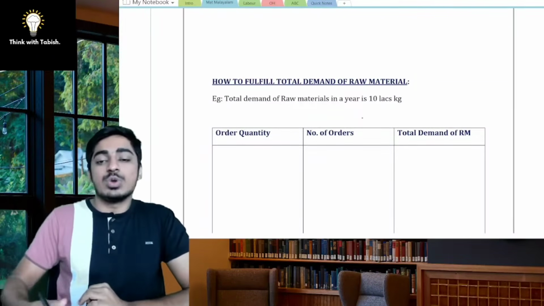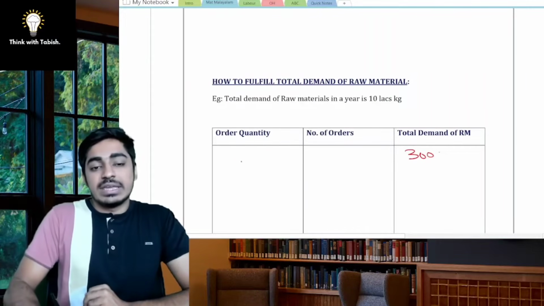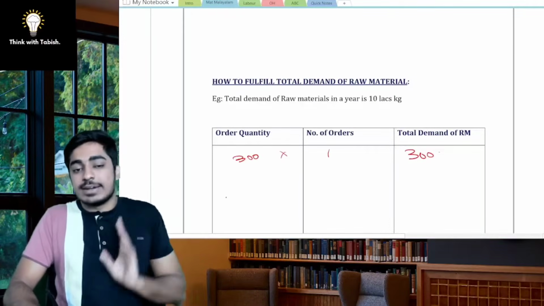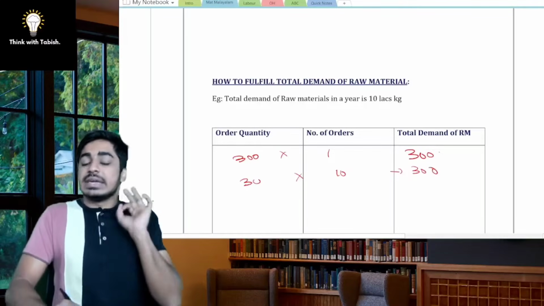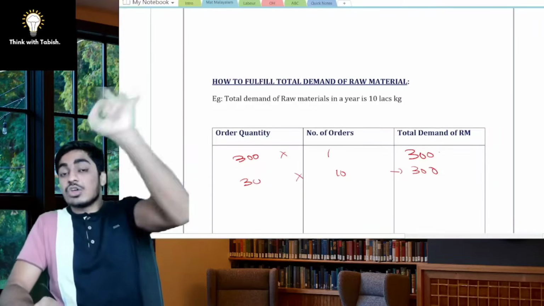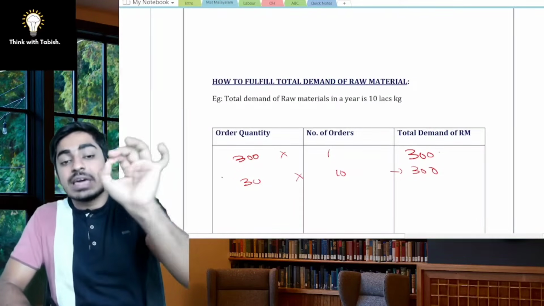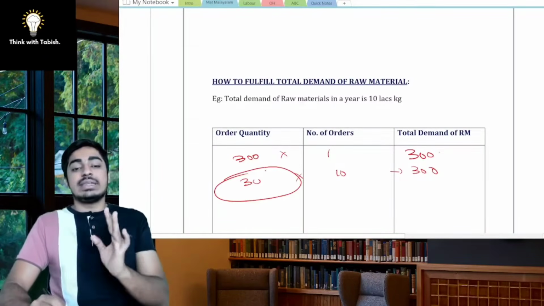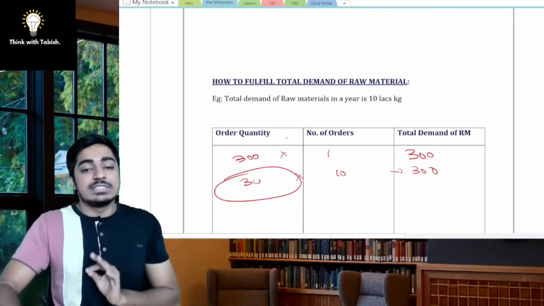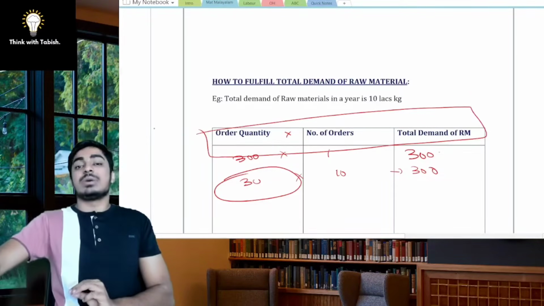Yes, suppose we want 300 kg of rice in a year. We can buy 300 kg at once and buy only one time, or else we can buy 30 kg and buy 10 times. Yes, get 300 kg. So what is our objective? What is that order quantity? Every time I go to the supplier, how much should I order so that my total cost of raw material is minimum? Yes, firstly, ordering quantity into number of orders gives us the total demand of raw material.